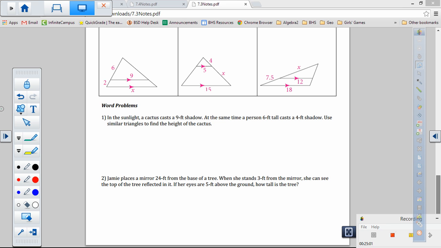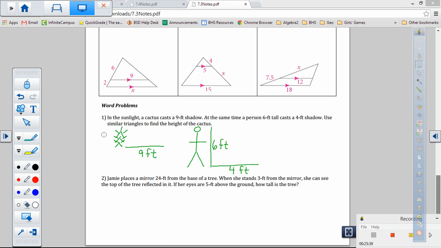So in the sunlight, a cactus. So here's my cactus. Okay, just pretend. It's pointy and it will hurt you. Don't touch it. Your cactus casts a 9-foot shadow. So here's my shadow from my cactus. At the same time, a person 6 feet tall, so this is 6 feet, casts a 4-foot shadow. Use similar triangles to find the height of the cactus.